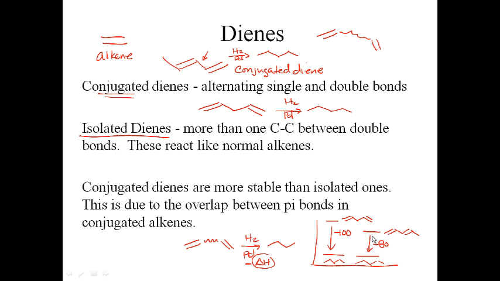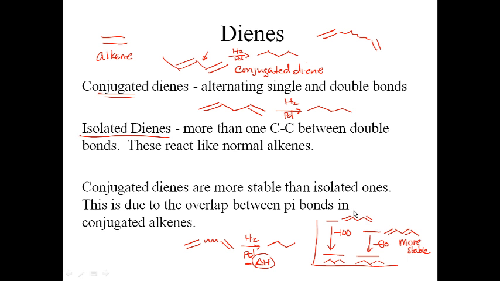And so that means that the conjugated system turns out to be more stable than the non-conjugated or the isolated system. And so that's how we can experimentally determine that the conjugated diene is more stable than the isolated one. So somebody did this reaction and they figured out, okay, I have experimental evidence that the conjugated system is more stable than the isolated system.